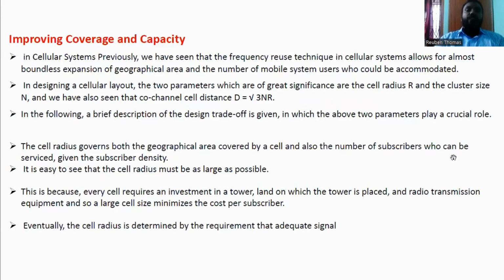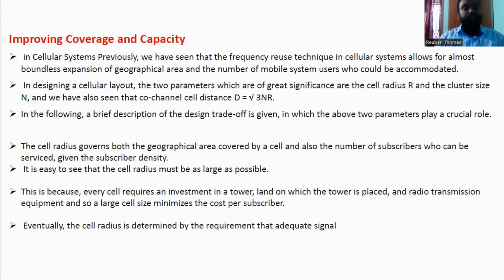And then, how are we improving the coverage and capacity? While we improve the coverage and the capacity in a cellular system, we have previously seen that the frequency reuse technique in the cellular system allows for almost boundless expansion of geographical area and the number of system users who could be accommodated. In designing a cellular layout, the two parameters of great significance are the cell radius R and the cluster size N, and we have also seen that the co-channel cell distance D is equal to the square root of 3N times R.